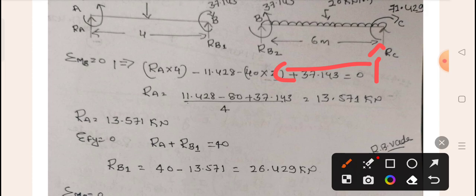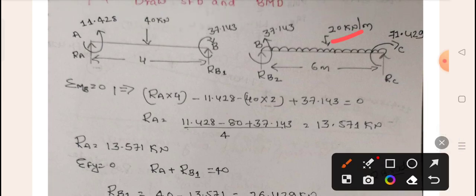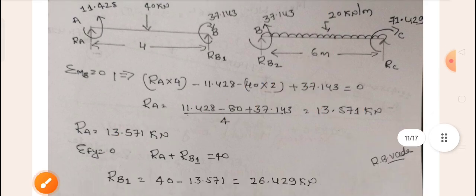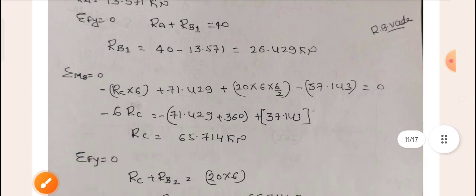Next is minus 71.429, plus 21.49, and next is 20. For this one, how will it come? 20 into 6 into 6 by 2. How is it rotating? It is clockwise, so it will be plus. Next, for this one, it is anti-clockwise. Same thing, if you solve, you will get the value of RC.